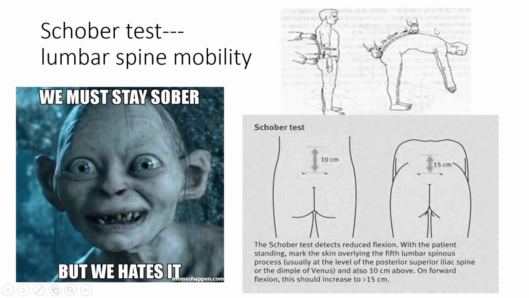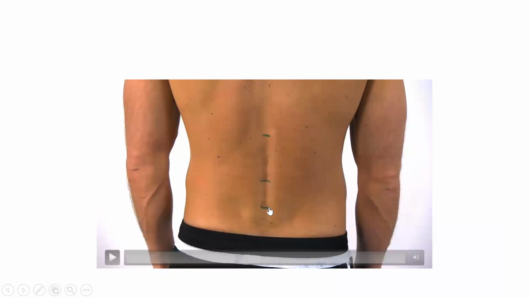You remember that Adams forward bending test, where you have to bend forward. In the Schober test, you mark some point here at L5. I'm not going into detail of this test, I'm just giving you a shortcut. You draw a line here, you draw a line here, you measure this 10 centimeter, you ask the patient to bend forward. Then if this line increases by 5 centimeter, that means the flexibility is okay.